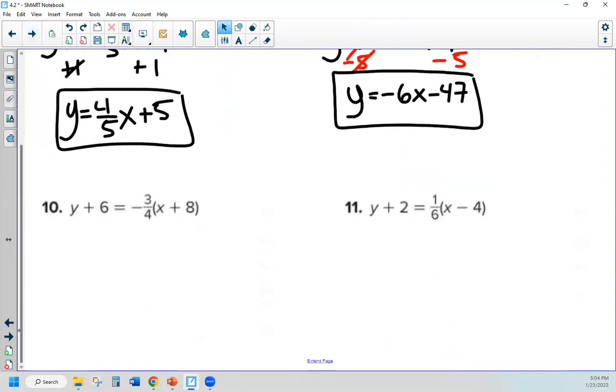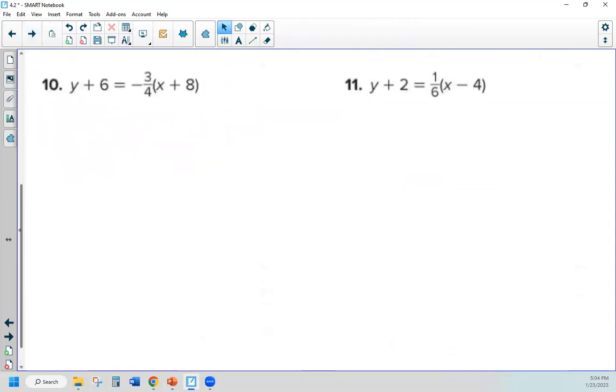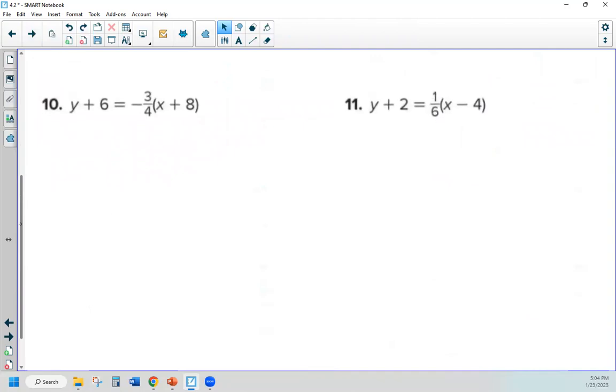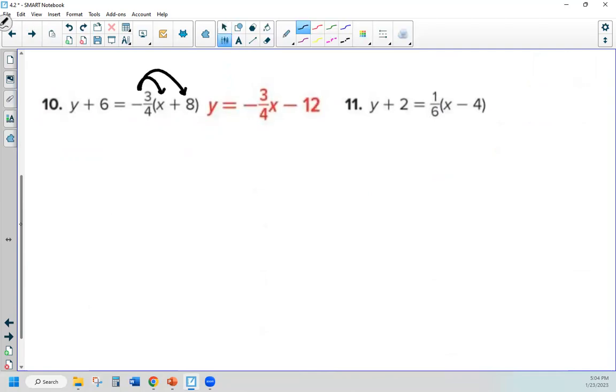All right, here we go. Number 10. The answer is coming in 3, 2, 1. Pause it if you don't want to see it. Here it is. All right, distributive property. Let's see what we got here.